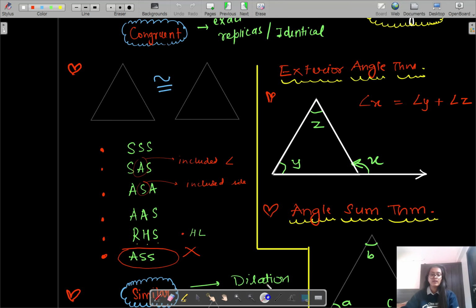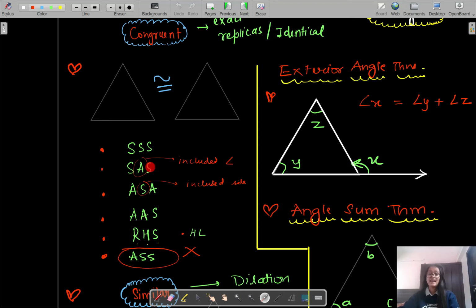And this is the symbol of congruency, and these are five criteria that you should know in order to prove two triangles congruent. First one is SSS. It stands for side, side, side, which means if all three sides of the first triangle are congruent to all three sides of the other triangle, then these two triangles will be congruent by SSS.